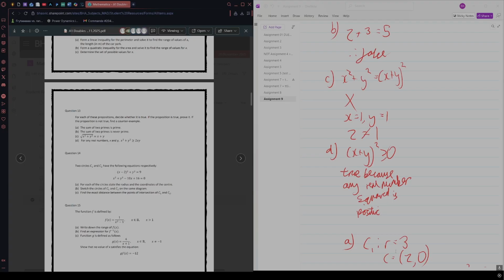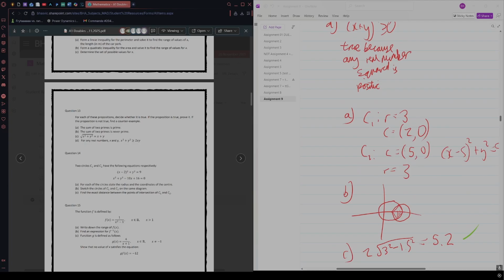Next question. Do the equations of the circles. Well, it already tells you, it's already in the form. This question you can kind of just do it in your head.